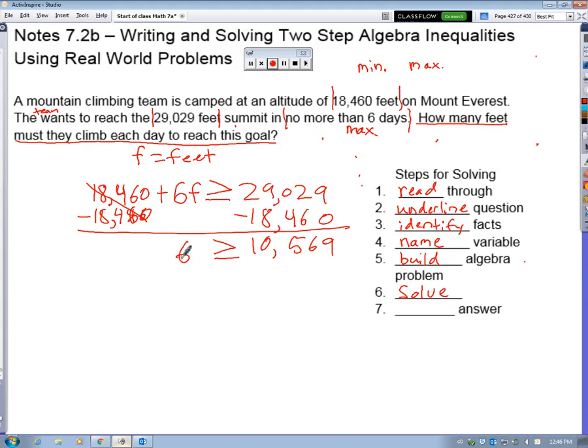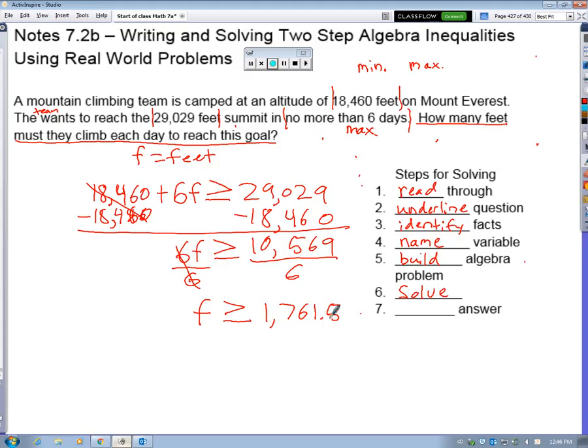Alright, drop down what we still have left, just like a regular algebra problem. We still have 6 times f. Okay, so it's 6 days times the number of feet. So to solve for this, we've got to divide by 6, divide this side by 6, and when we do that, the amount of feet is going to come down to 1,761.5 feet.